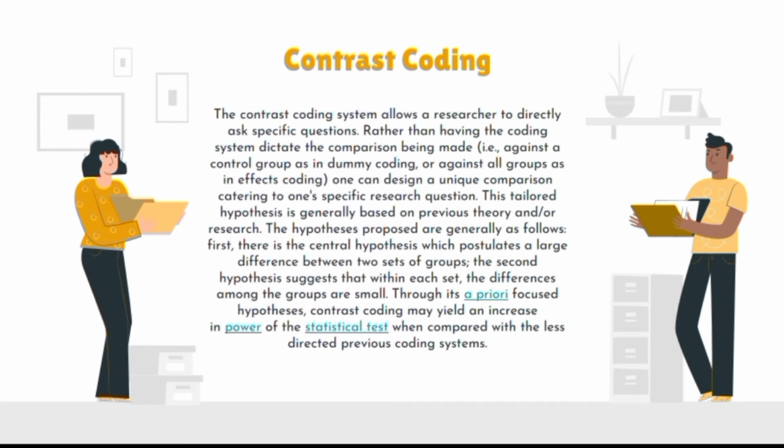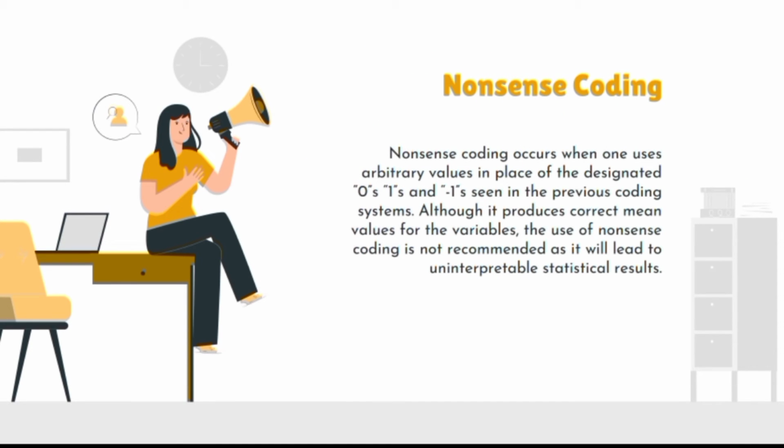The hypotheses proposed are generally as follows. First, there's the central hypothesis, which postulates a large difference between two sets of groups. The second hypothesis suggests that within each set, the differences among the groups are small. Through its a priori hypothesis focus, contrast coding may yield an increase in power of the statistical test when compared with the less directed previous coding systems.